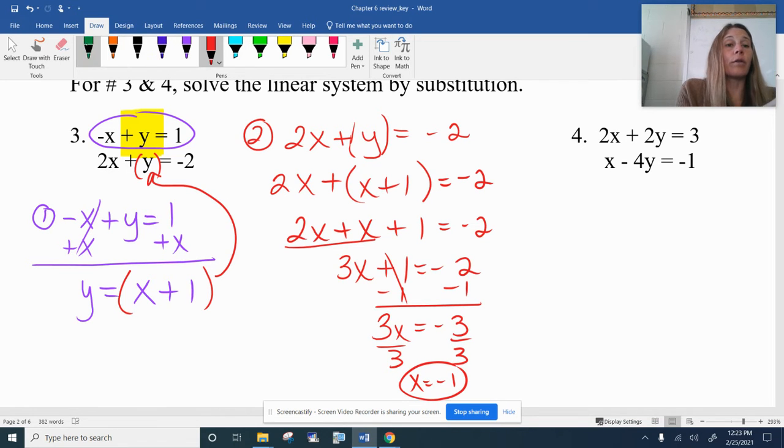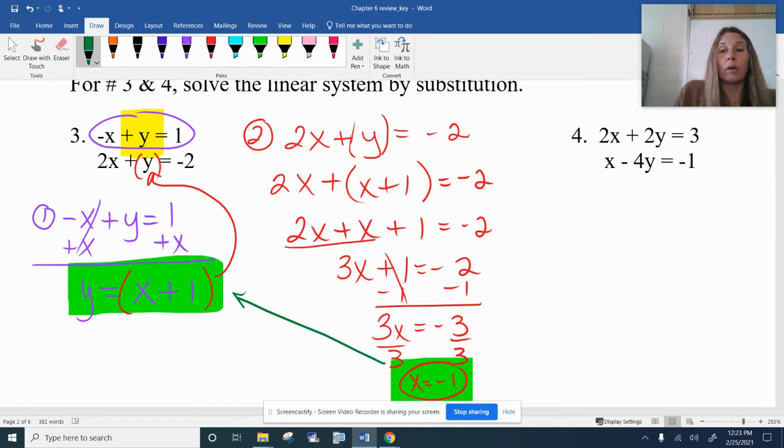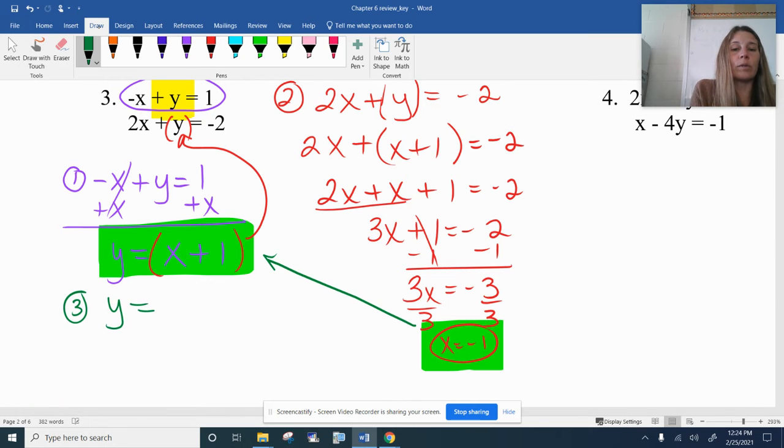All right, so now the third part of this problem, the third step, is to take this answer from step 2 and put it into, the easiest option is to put it into your answer from step 1. You could also substitute into one of the original equations if you want to. It's just a little bit harder. So I always put my answer from step 2 into my answer from step 1. So y equals, this is going to be -1 plus 1. And of course, that equals 0.